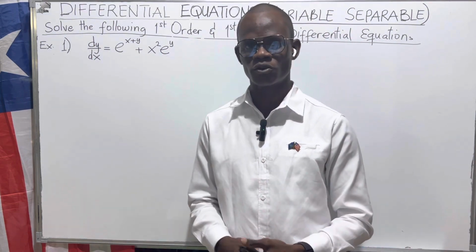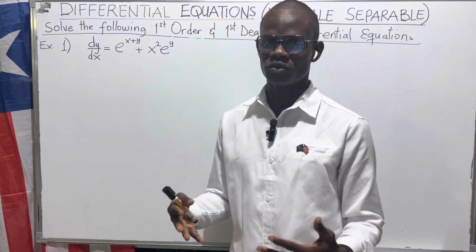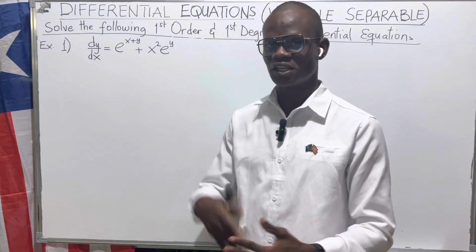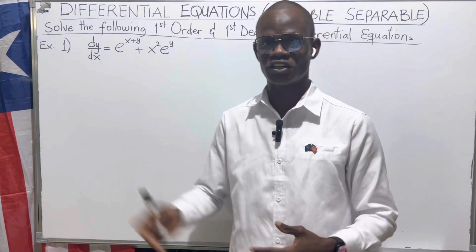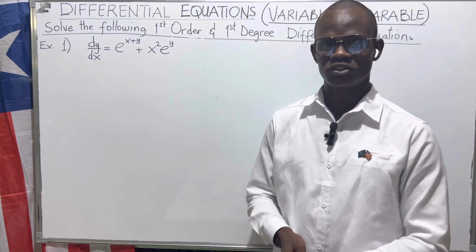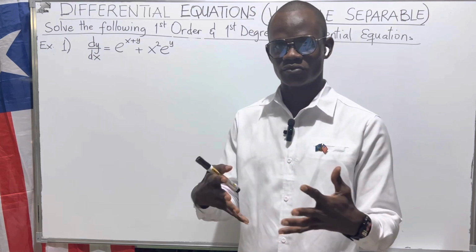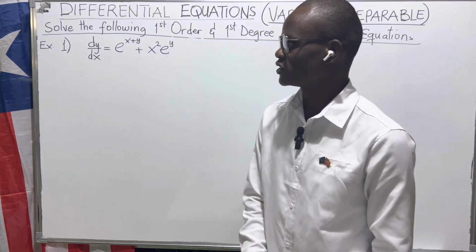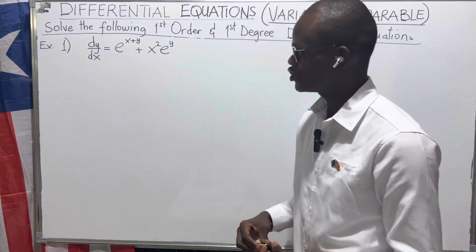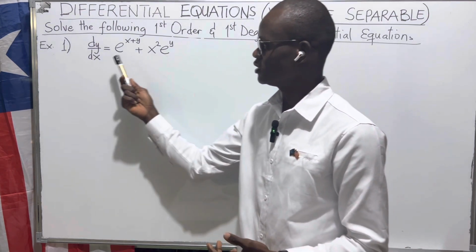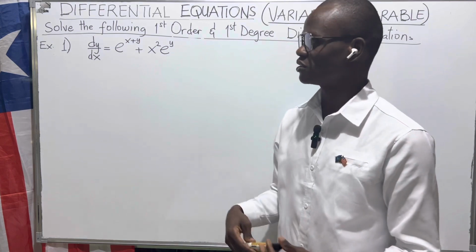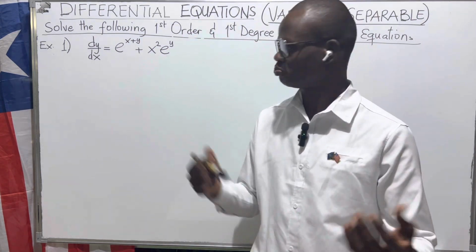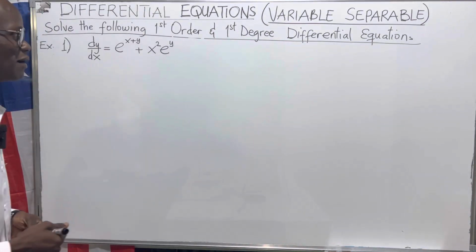If that is not possible, you can also test whether you can reduce it to variable separable. If that is also not possible, then you can use other methods like homogeneous, like integrating factors, whatever method fits with that particular problem that was given to you. So the first example says that we must find a general solution of dy by dx equals e raised to the power x plus y plus x squared e raised to the power y. So go ahead and solve this problem.